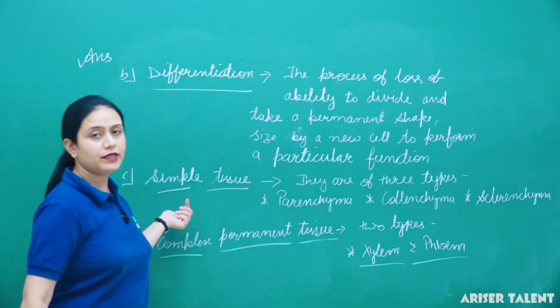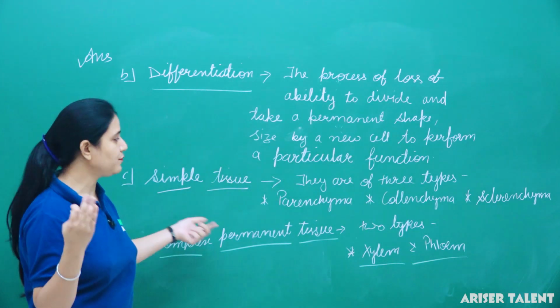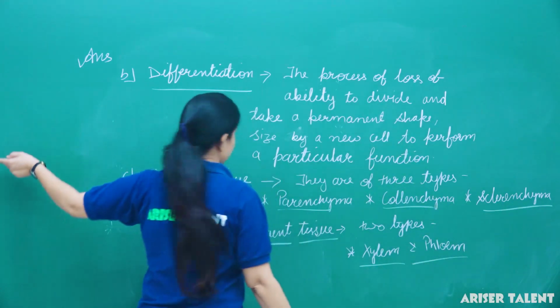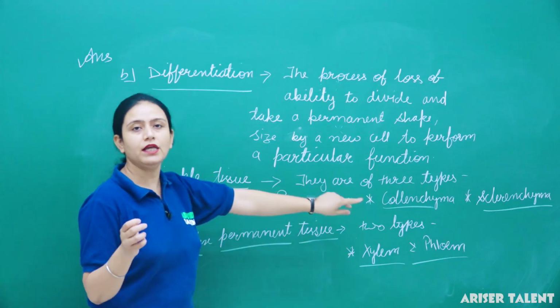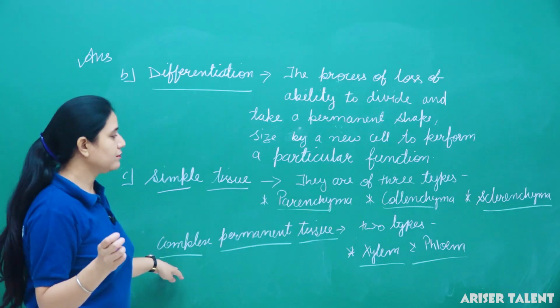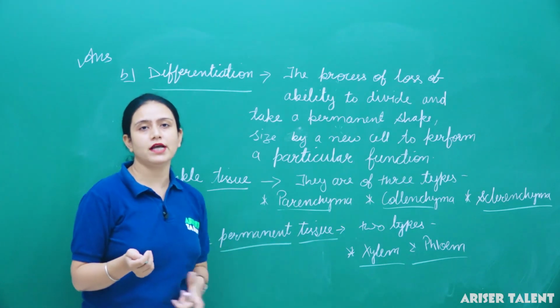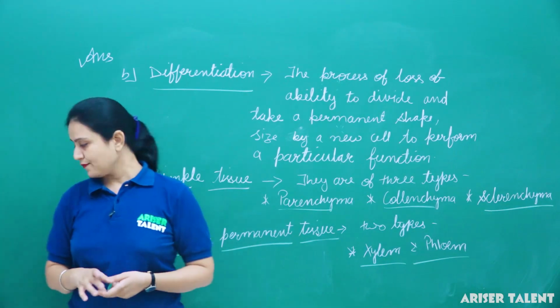If we talk about simple tissues, generally they are of three types: parenchyma, collenchyma and sclerenchyma. Here it is asking for two types, so you can write any two of them. Now complex permanent tissues, they are again of two types: xylem and phloem. Clear? So these are the answers of the given questions.